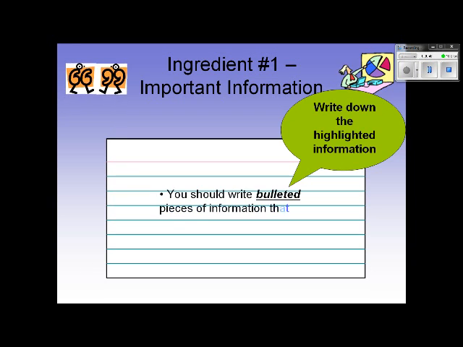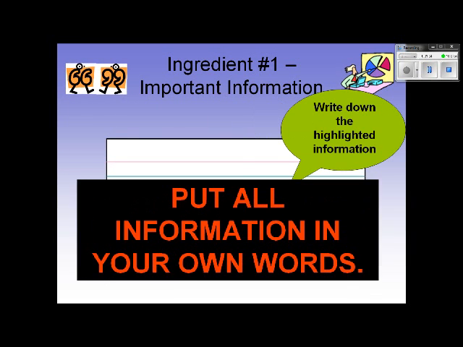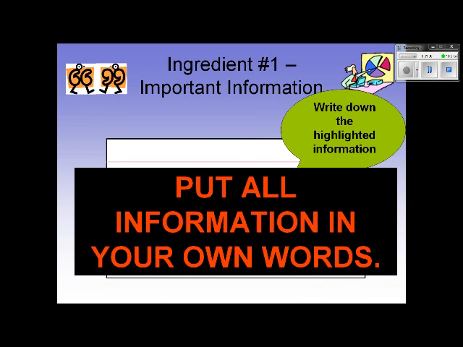You should write down bulleted pieces of information that support an argument. You will not use complete sentences. These are notes, and notes should not be taken in complete sentences. Most importantly, you should put all the information into your own words. That is important because we do not want to plagiarize or copy somebody else's words. Really important. And I'll show you an example of that in a second.